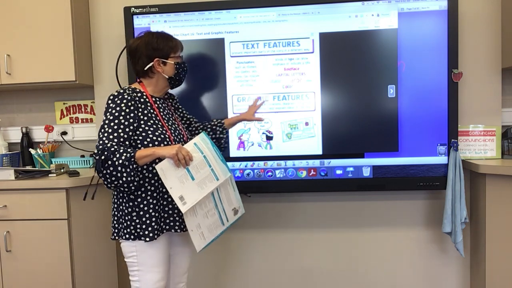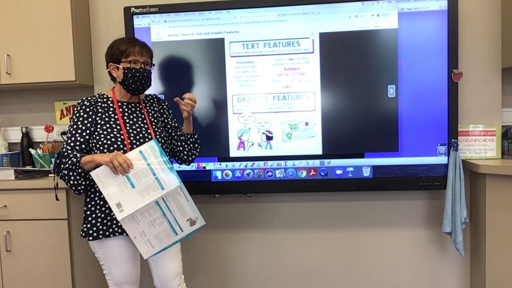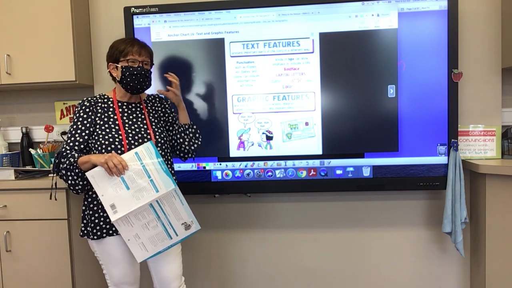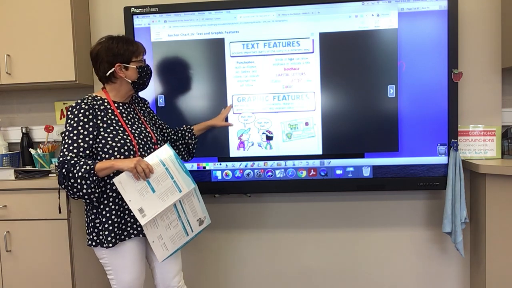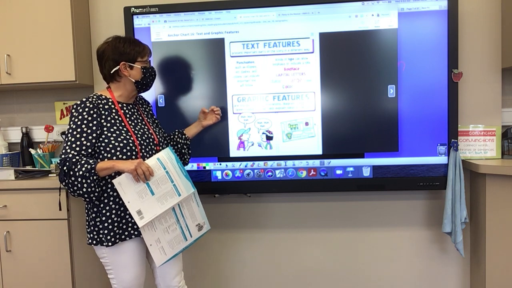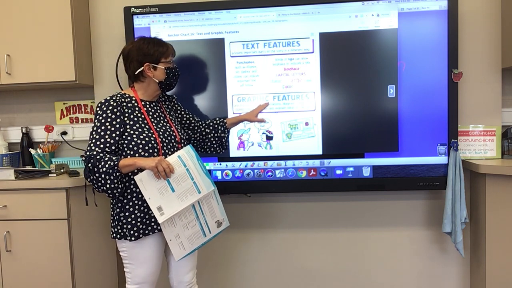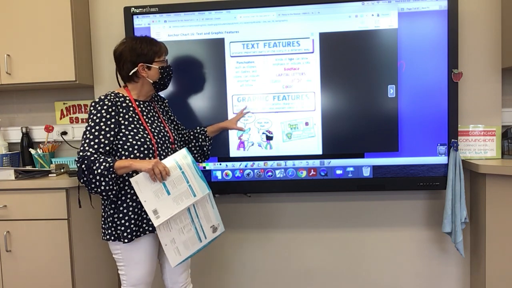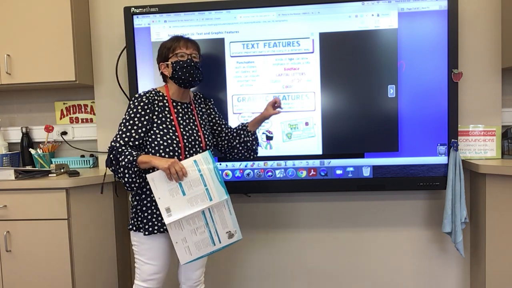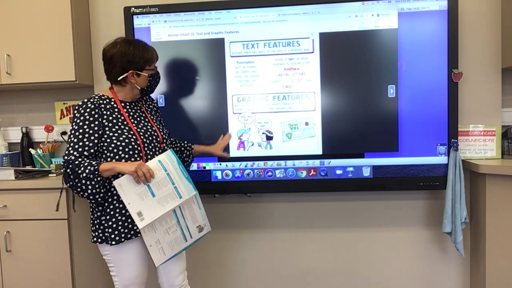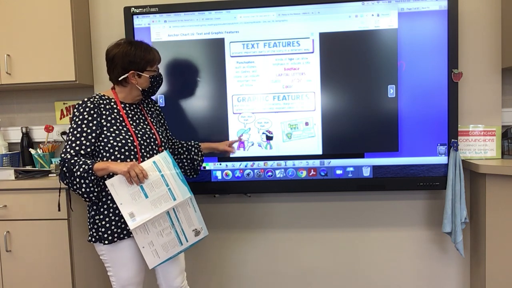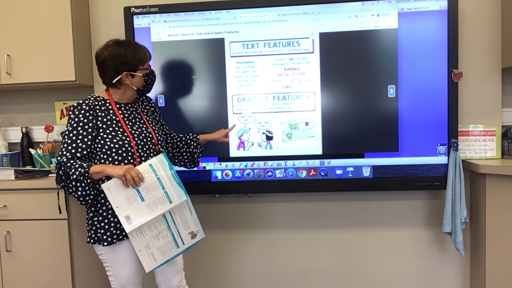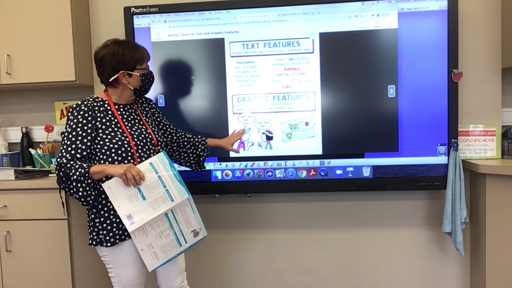We also have graphic features. Graphics would be things like a type of picture. Those would be illustrations or visuals, such as illustrations, diagrams, maps, and speech bubbles that help explain ideas in the text. So here we have a boy and a girl, they're talking, and what do we have? We have speech bubbles, and they're talking.